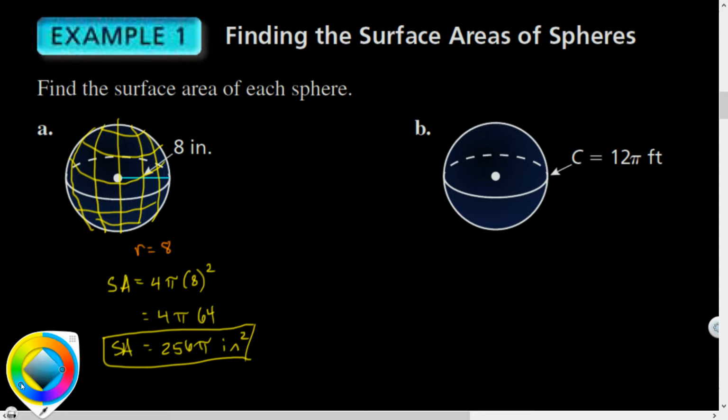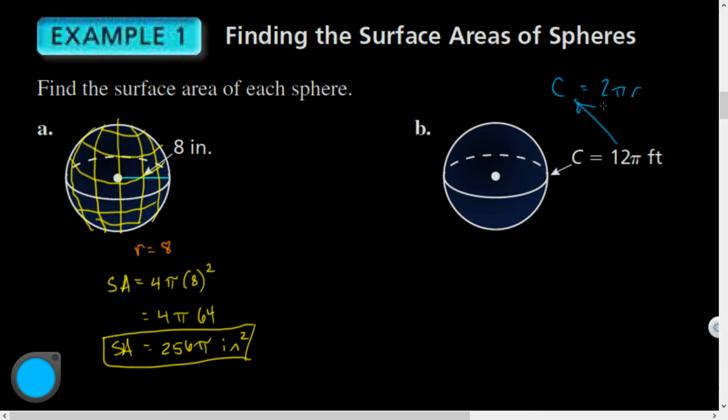Now, here, you'll have a homework problem like this as well. Here they gave us the circumference. Circumference, remember, is equal to 2 pi r. So I'm just going to plug this in here and solve for radius. So I'll have 12 pi is equal to 2 pi r. And then you can solve for r just by using your algebra. Circumference. Distance around. All right.